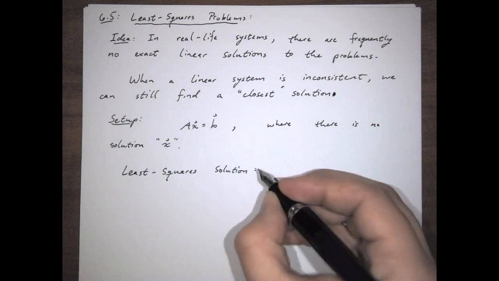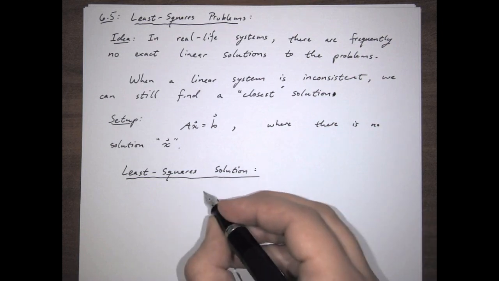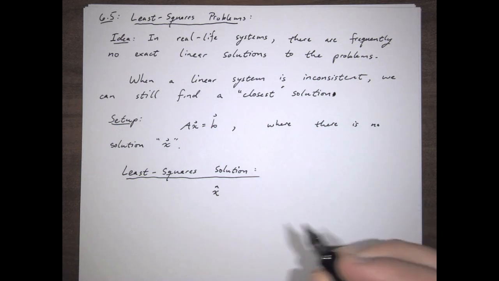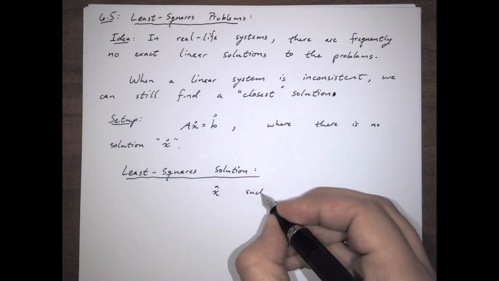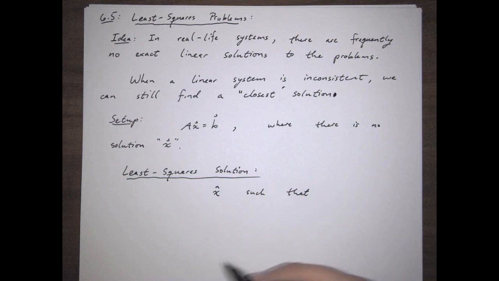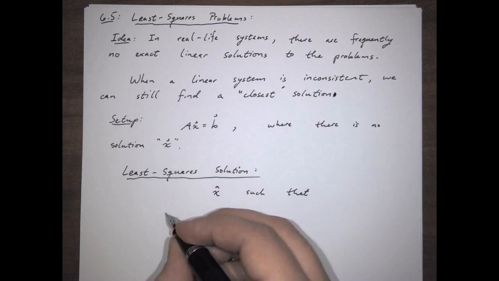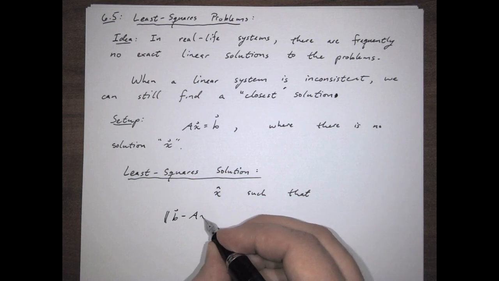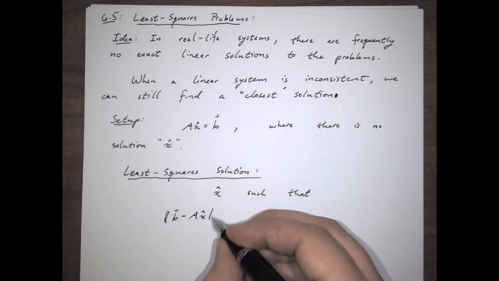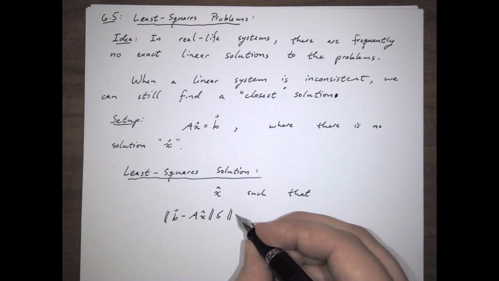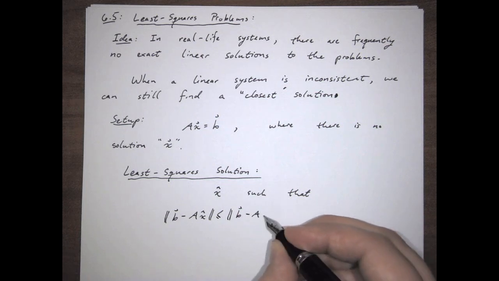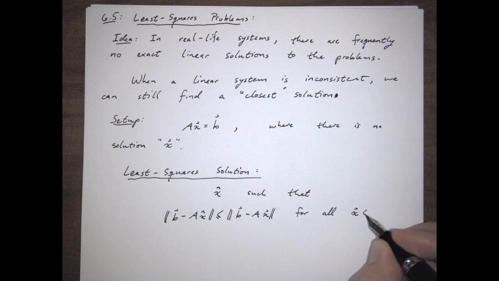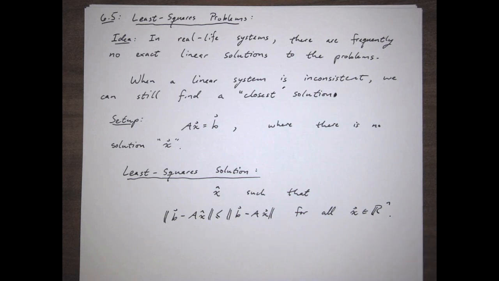So then, the least squares solution to this situation will be this: x hat, such that the magnitude of b minus A x hat is less than or equal to the magnitude of b minus A x for all x in Rn.